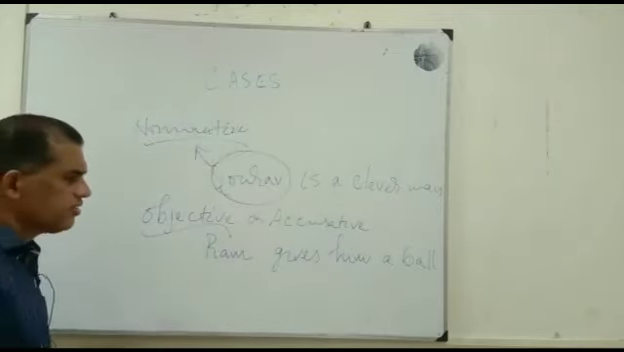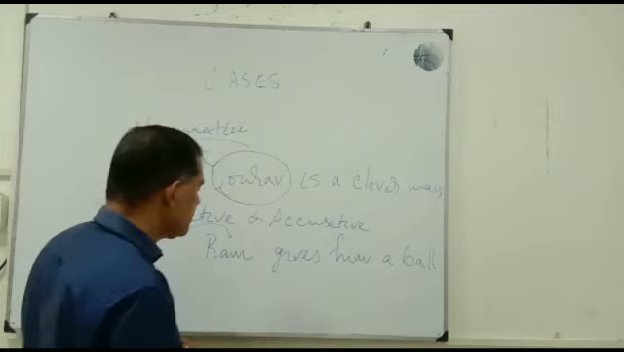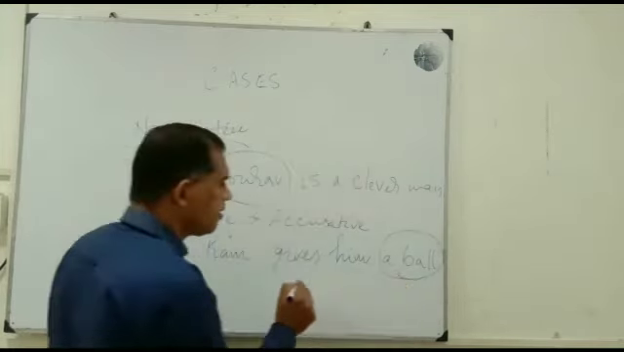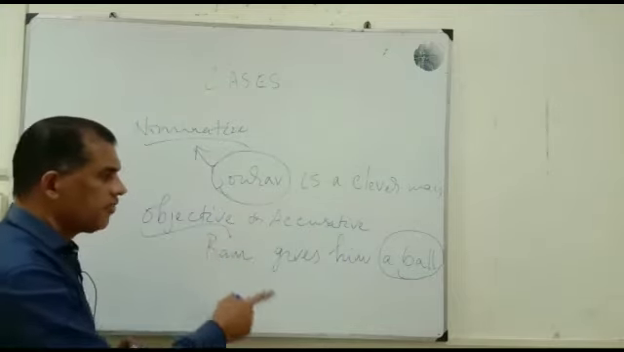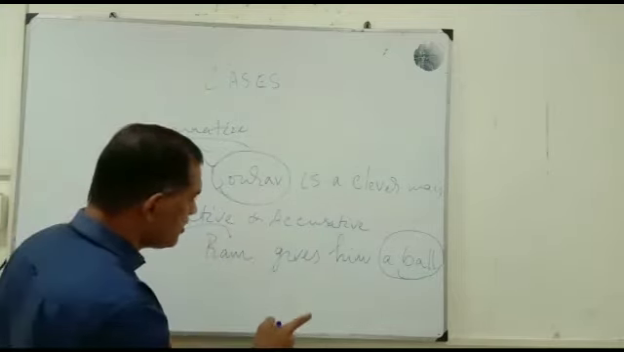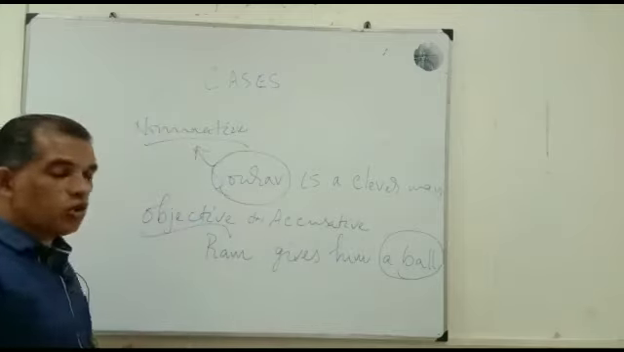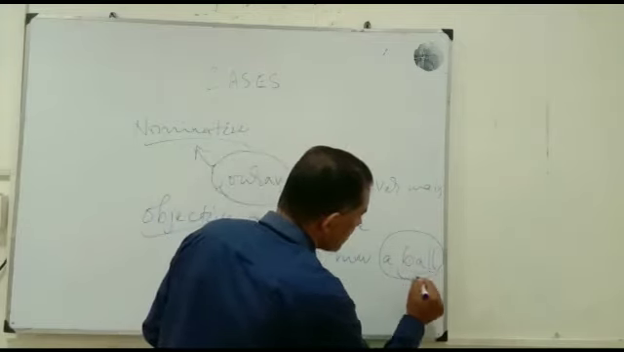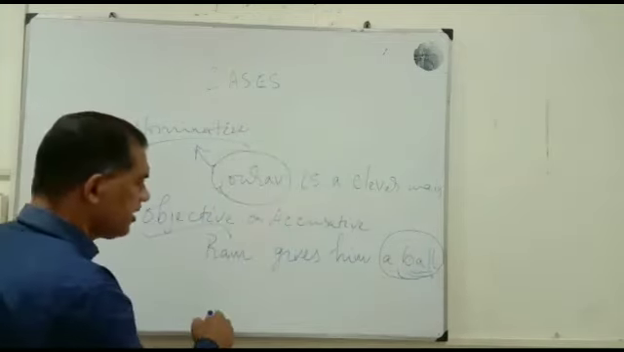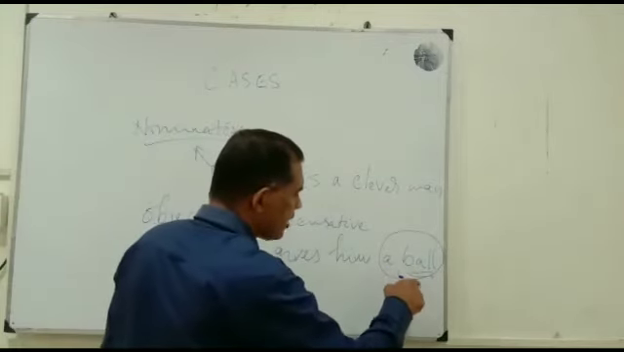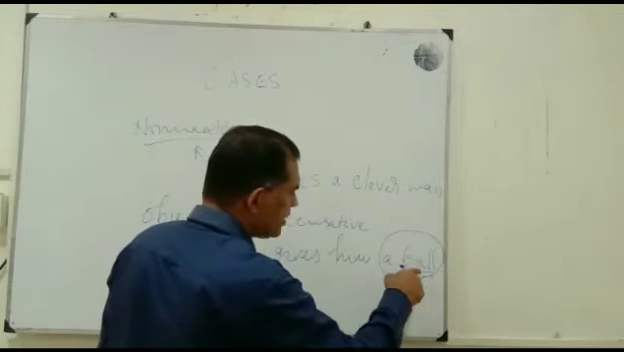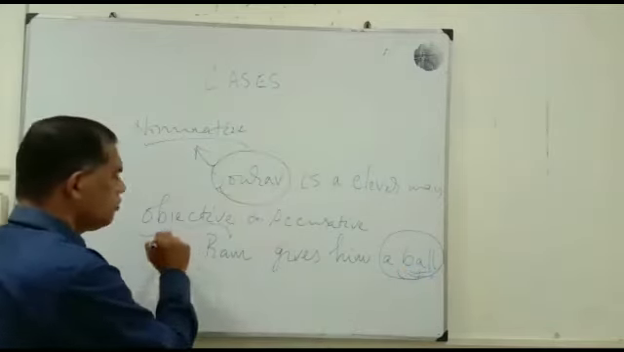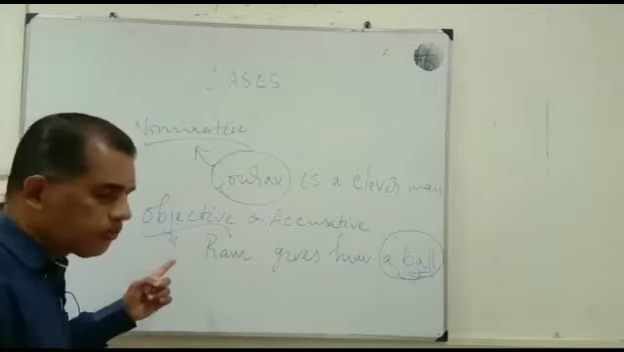What is the direct object in this sentence? What does Ram give? Ram gives a ball. The other day we have seen that the answer to the question what is always the direct object in the sentence, and therefore a ball is the direct object of this sentence, and when this direct object, which is also the noun in this sentence, is used, it is said to be in the objective case.